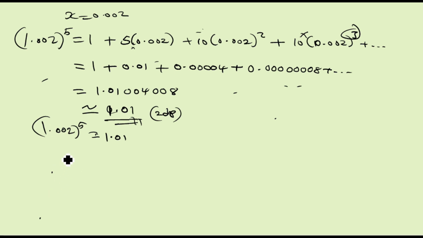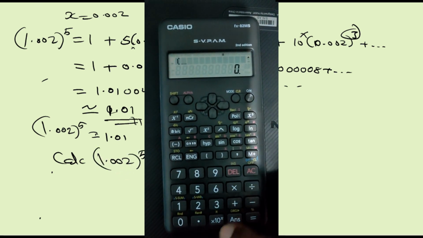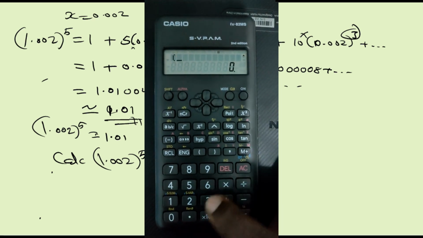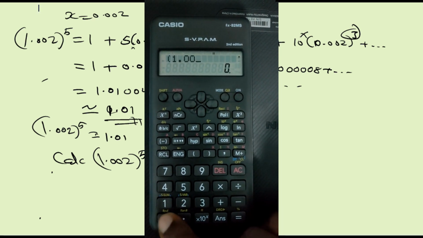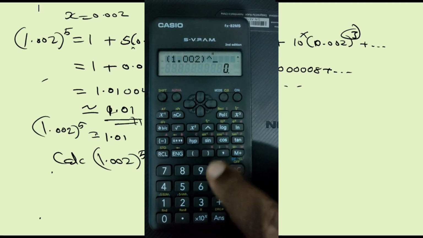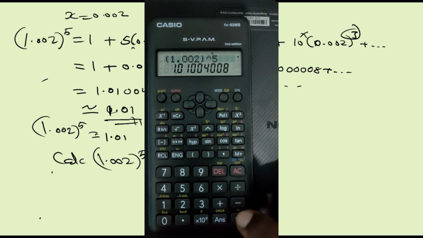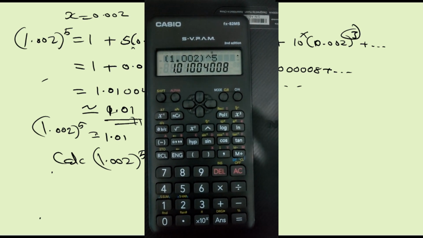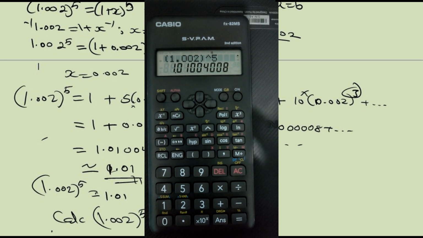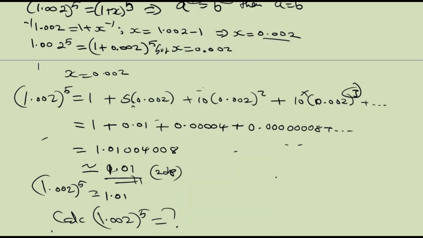Now, if you use a calculator directly, the value of 1.002^5, a calculator will give us 1.01004008, which is not very far. In fact, it is exactly the same value we got here. Now, this is how you use the binomial series to work out such kind of problem.